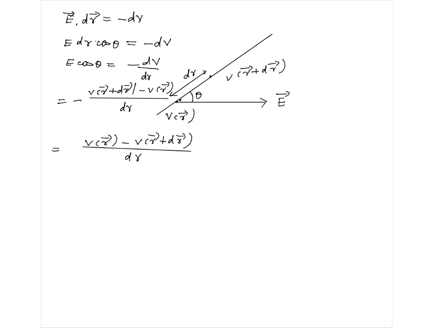There can be several directions along which you can walk. But if you want this to be E, you should have cos theta as 1. Left side is equal to right side. To maximize this side, you have to maximize this side. And then cos theta would become 1, and E itself will be minus dV by dr. So choose that direction in which minus dV by dr is maximum. So automatically cos theta will become 1.